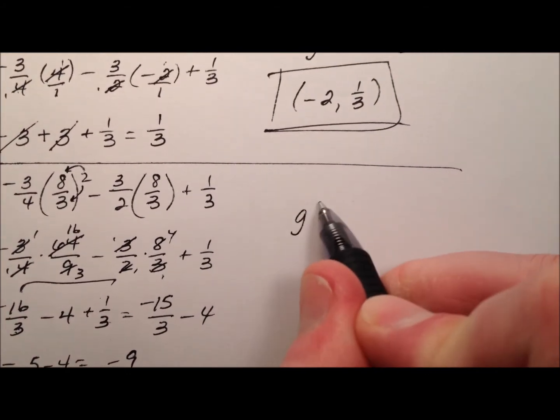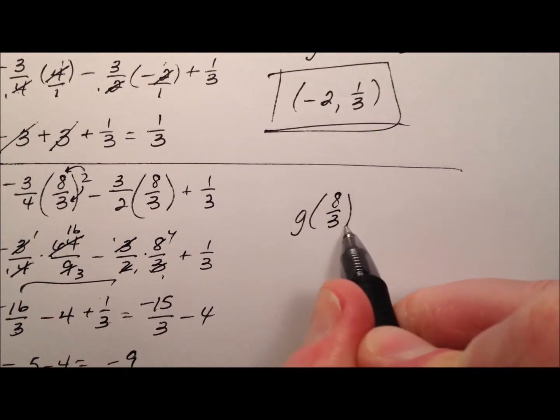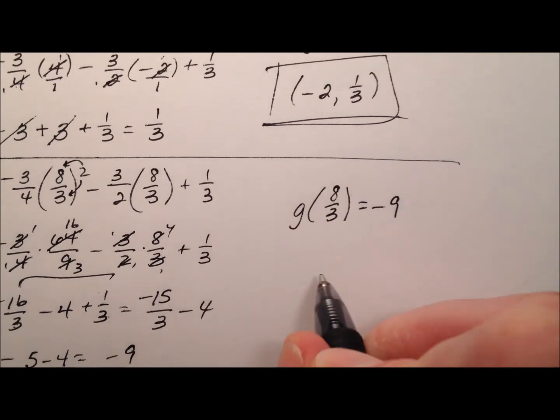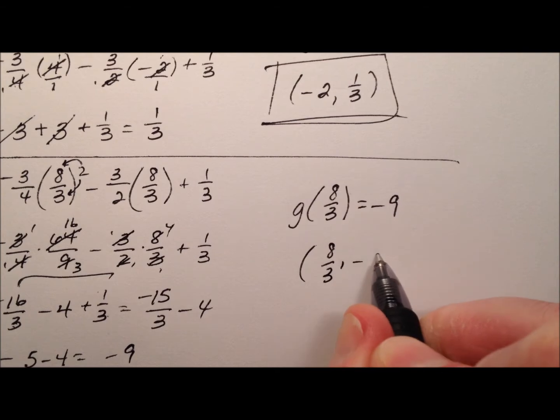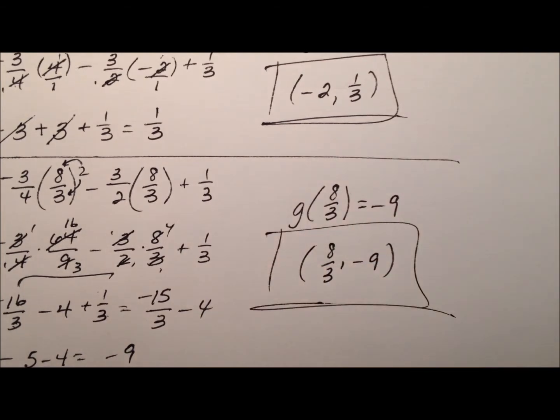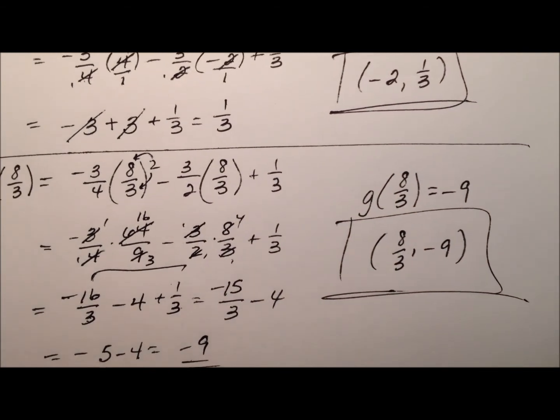So I can say g at 8/3 will equal -9. Or once again, I can write that as an ordered pair. So 8/3, -9. And there we go. So there's the second one.